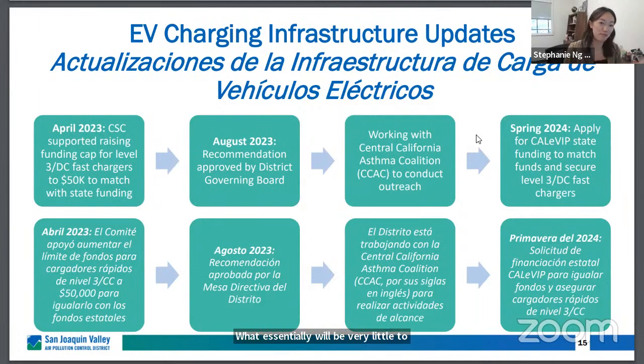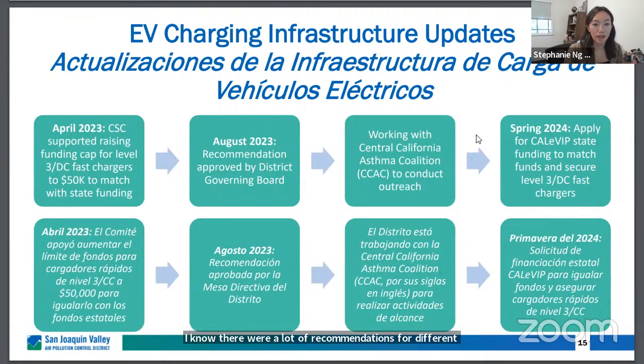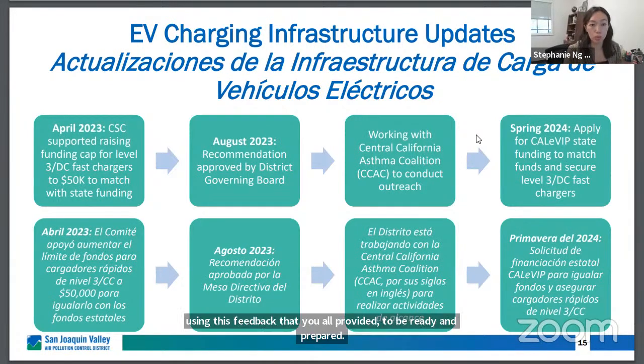And then I'll just mention also, in preparation for this, in the June in-person meeting, we did collect feedback from CSC members about where they'd like to see chargers in the community. I know there were a lot of recommendations for different level 3 fast charge locations. And so as we prepare for this funding cycle that looks to open in the spring, we'll continue working with agencies like the city and county, using this feedback that you all provided to be ready and prepared to submit applications when this state funding does open up.